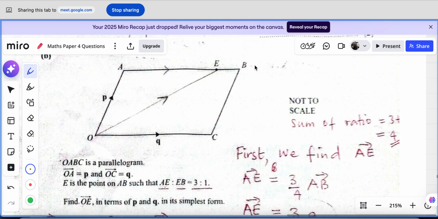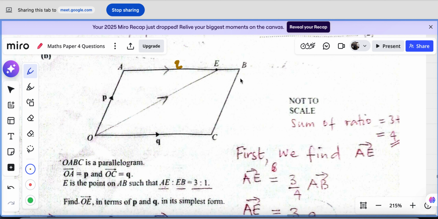Now, what is vector AB? Since it's going in the same direction as OC, it is also Q. In vector geometry, this line is going in this direction, and this one is also going in this direction. They are equal. So the whole of AB is vector Q. However, what is AE? We have to find AE first, because we will probably be told to find OE.